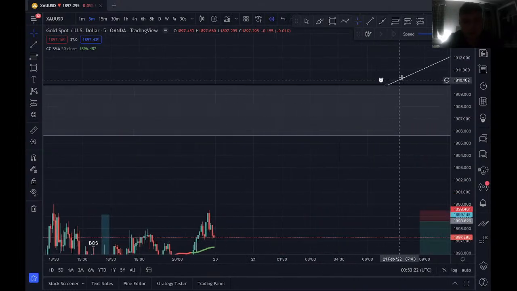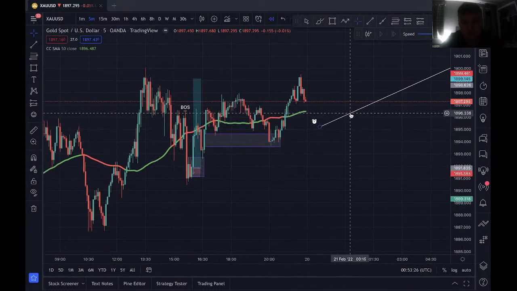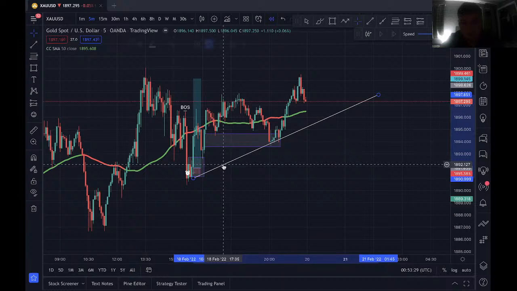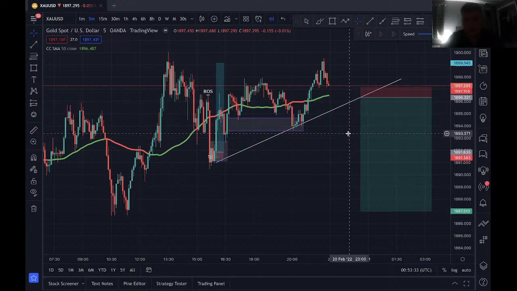So what did I do with that? This is my setup for next week. Just a quick setup. So that's my setup here for next week, hoping for price to now push further down.